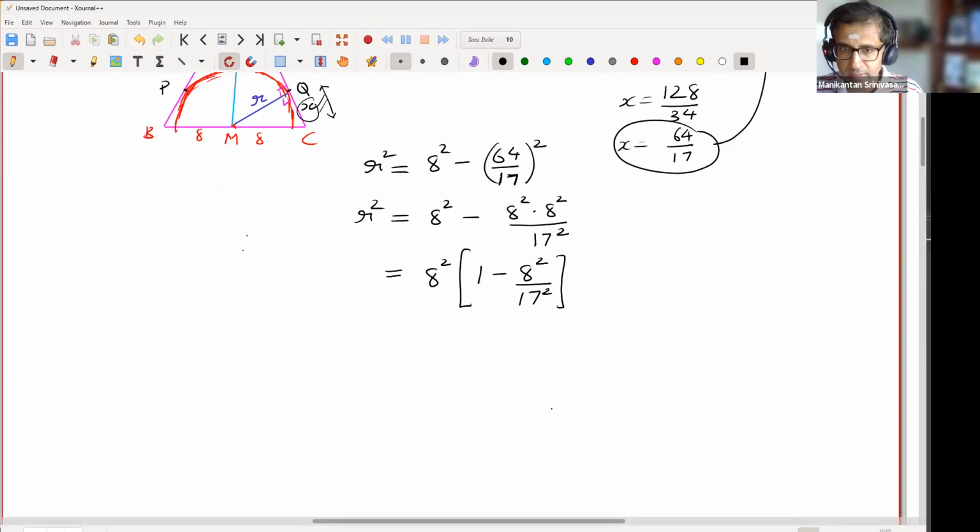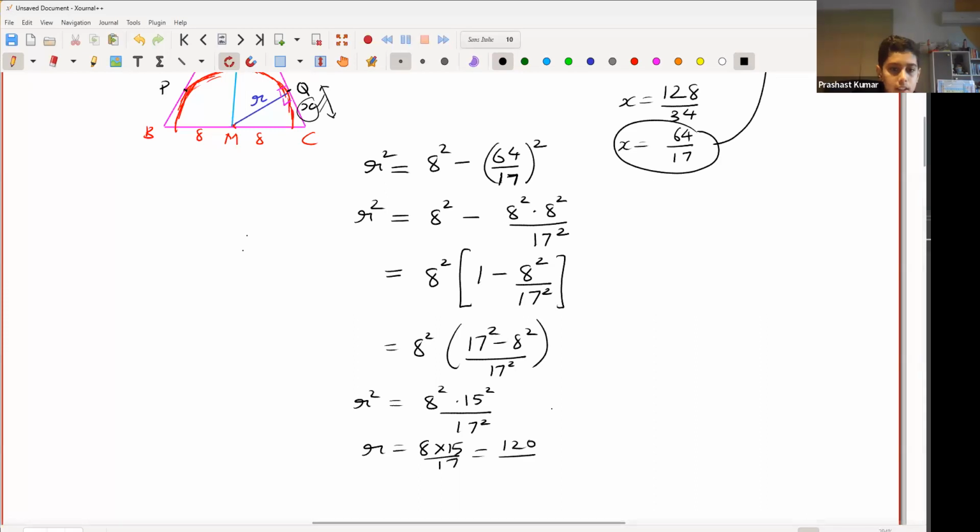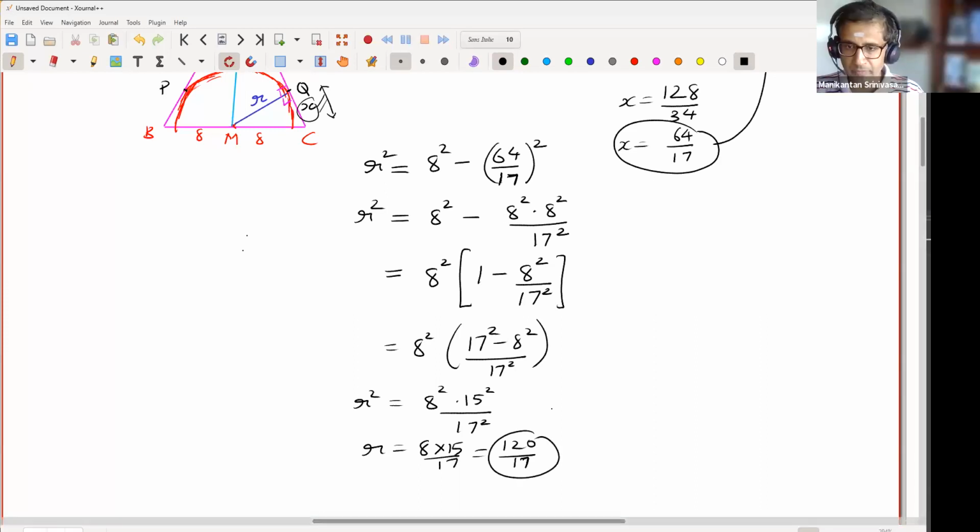Right? So, which is nothing but 8 square times 17 square minus 8 square by 17 square. And we know that 8, 15, and 17 are triplets. Therefore, this is nothing but 15 square. I'll go over it one more time. Also, don't worry, guys. This is r square. And therefore, r is just 8 into 15 by 17, without dealing with big numbers, which is how I found my r. 120 by 17. But the key is, I did not deal with big numbers like 64 square and 17 square. I used basic simplification and knowing that 8, 15, 17 is a triplet. And then I solved this.